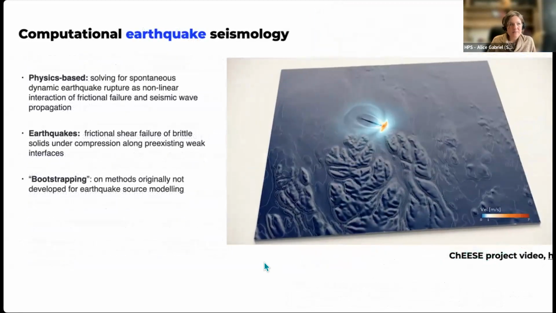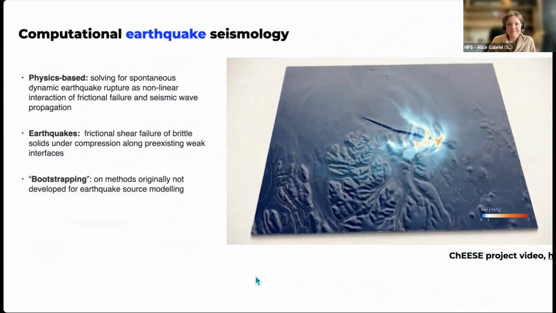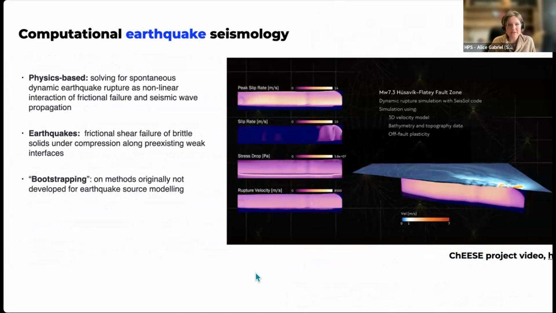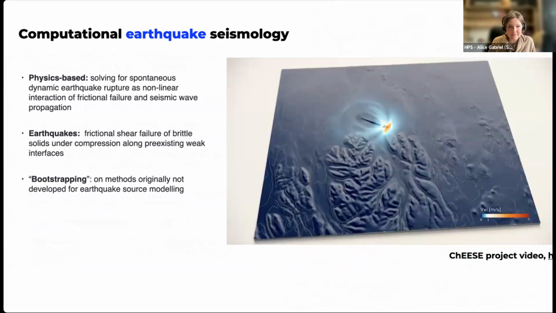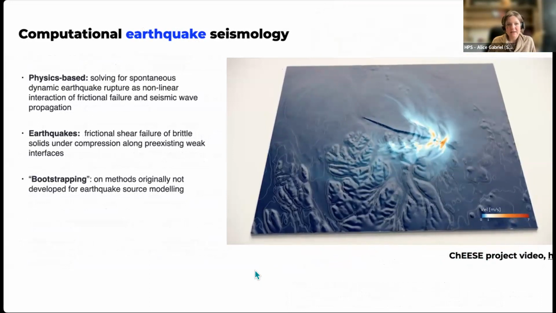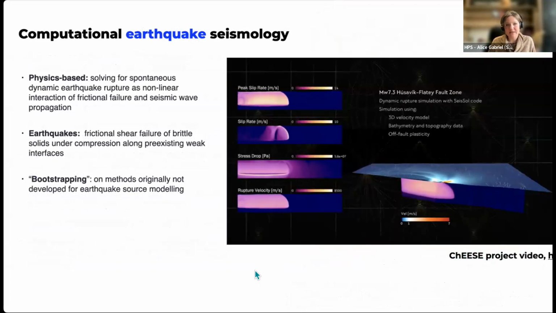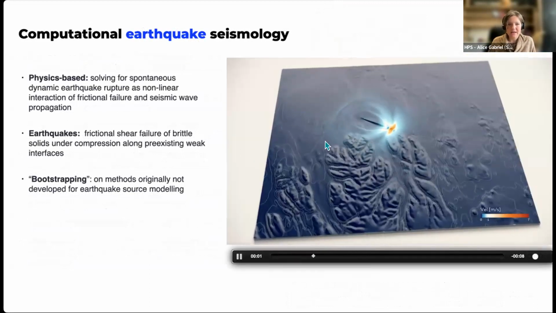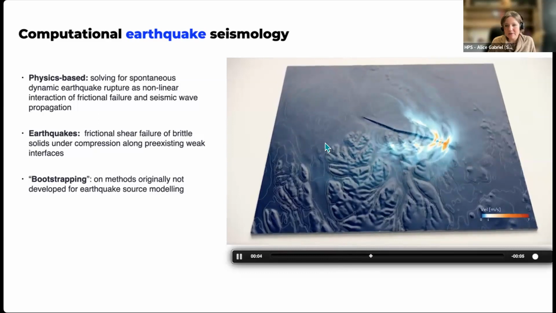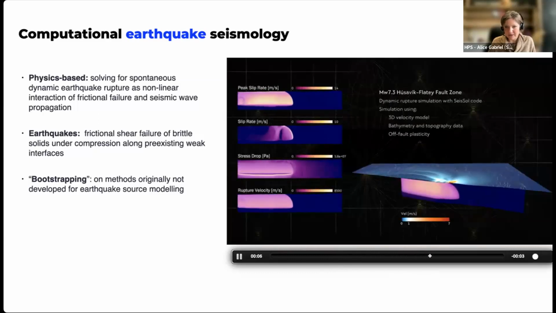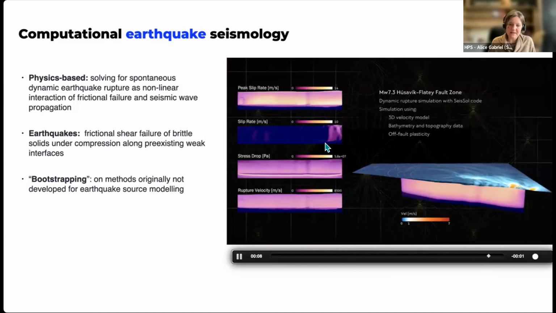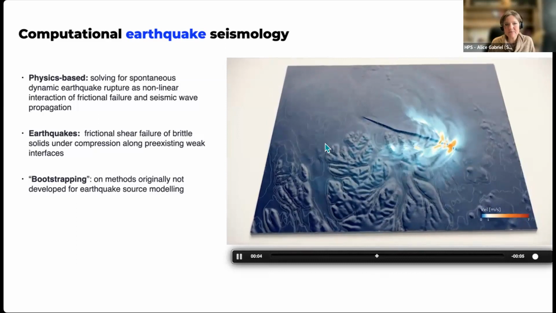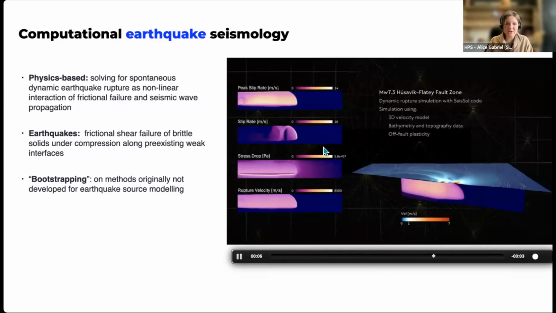Okay, so now we're changing to computational earthquake seismology. This is sometimes called physics-based earthquake modeling because we're solving for spontaneous dynamic earthquake rupture at the same time as seismic wave propagation. And there's a lot of nonlinear interaction of frictional failure breaking these faults and the seismic waves that are driving rupture, but that are also interacting with the faults and changing the stresses that are then feeding again into the slip rates of the propagating rupture. So in this framework, earthquakes are treated as frictional shear failure.